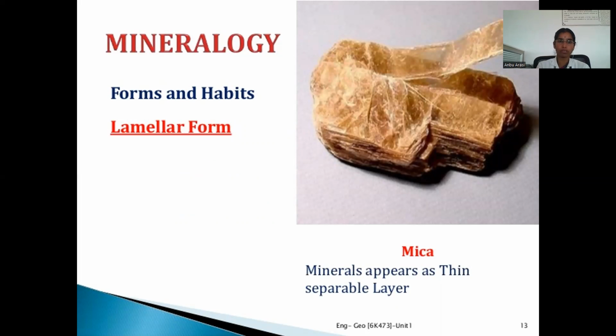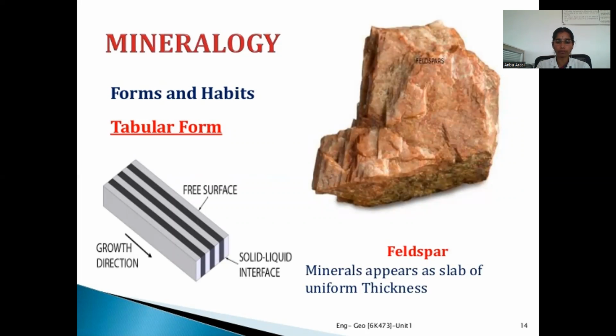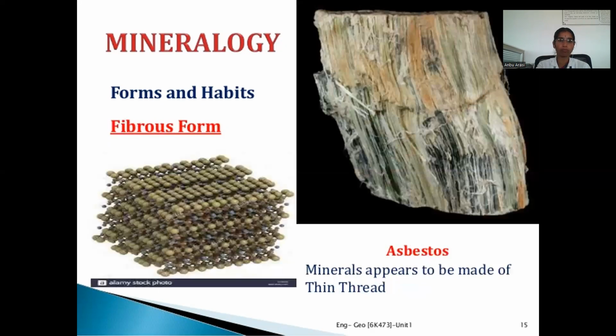Next, structure forms. First thing, lamellar form. Lamellar form is where the mineral appears as thin separable layers. Thick leaf-like shapes, that's an example of mica. Next, tabular form. Tabular form is a flattened table, for example calcite, feldspar, etc. Minerals appear as a slab of uniform thickness, that is called tabular form.